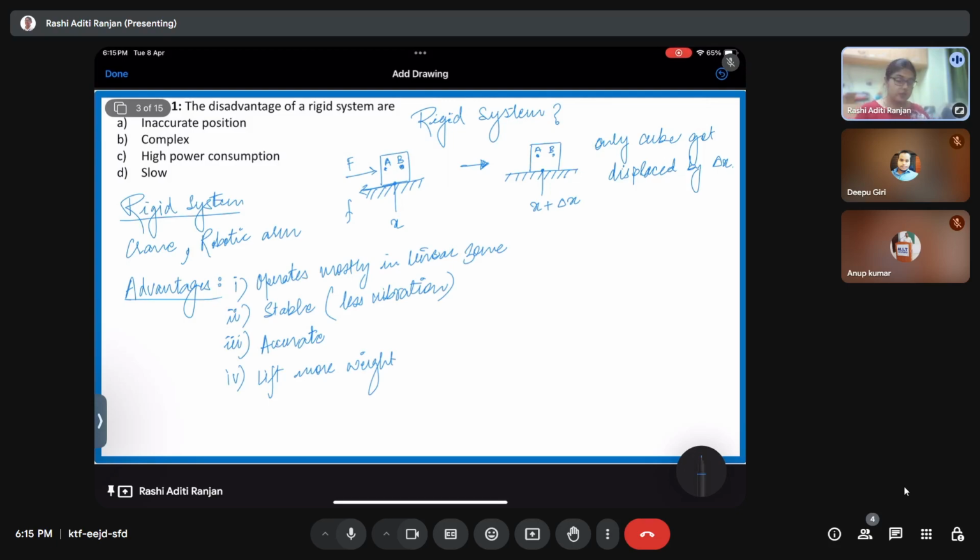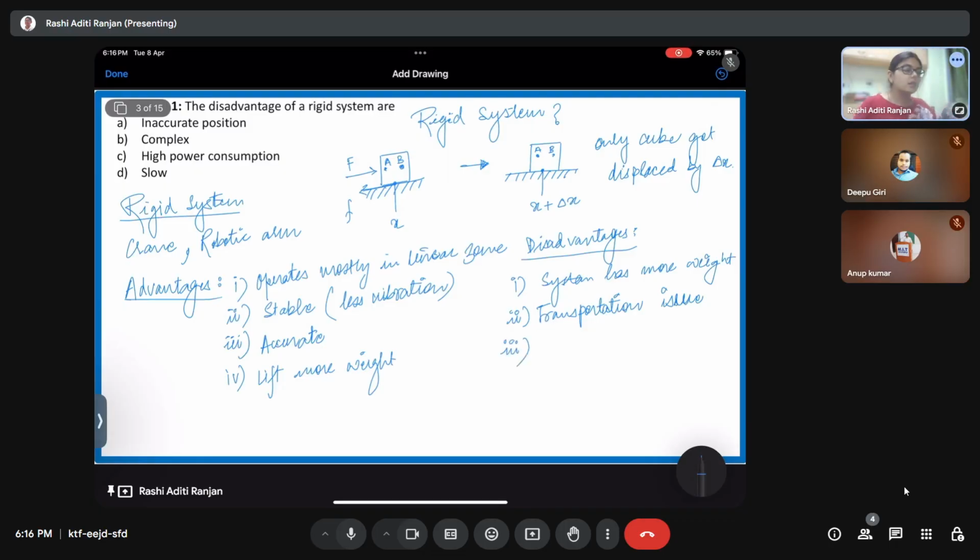But now if I talk about its disadvantages. If we try to think about the disadvantages of a rigid system, first is the system has more weight. Because if I talk about a crane, which is used for lifting of any object, if you see the weight of that crane, the weight is very high. Now, if the weight is very high, then transportation is a problem. Transportation is an issue, right?